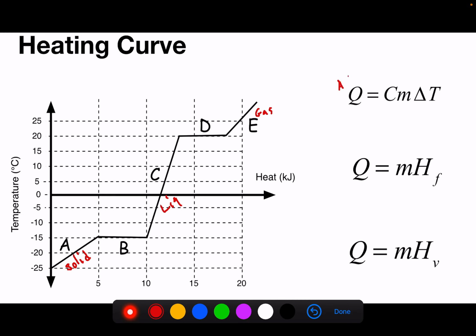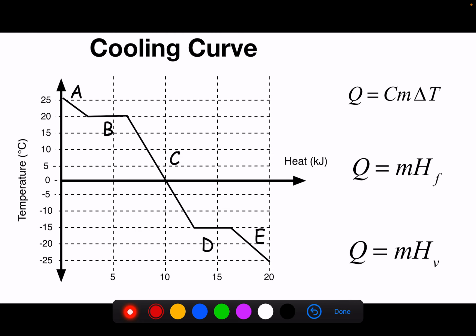So for regions A, C, and E, we would use our formula Q equals c m delta T. When we are melting, that would be region B, we'd use our heat of fusion. And when we're boiling, we use letter D, which is our heat of vaporization.